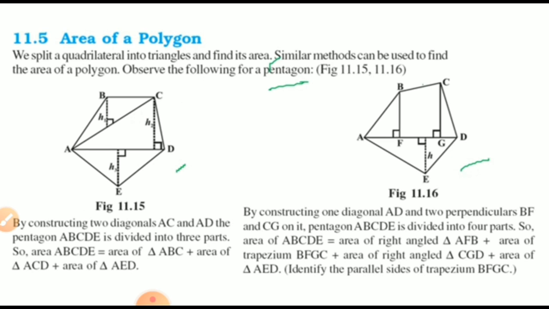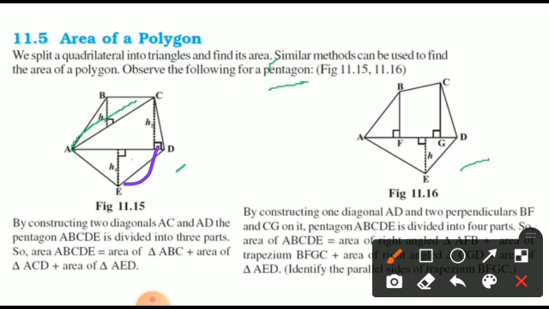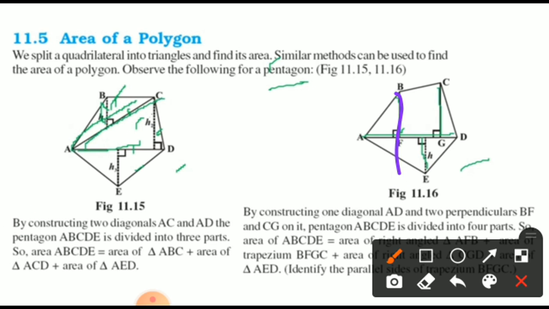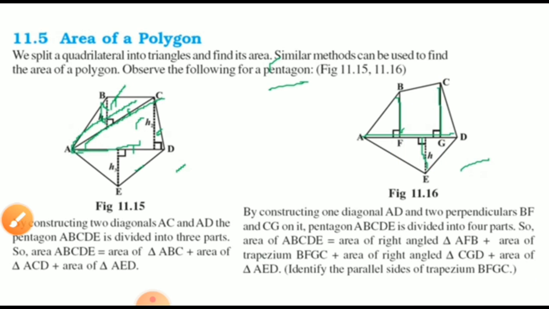Here area of ABC, area of ACD and area of AED. In these figures we can easily say 3 triangles are there, and here you can check what the total is: area of right angle AFD, area of the trapezium BFGC, area of right angle CGD, area of AED. Identify the parallel sides of trapezium BFGC. Can you tell which lines are parallel in BFGC? Both the parallel lines are here. These are right angled. Easy. If anyone still has doubt, they can understand how to find the area of a polygon.